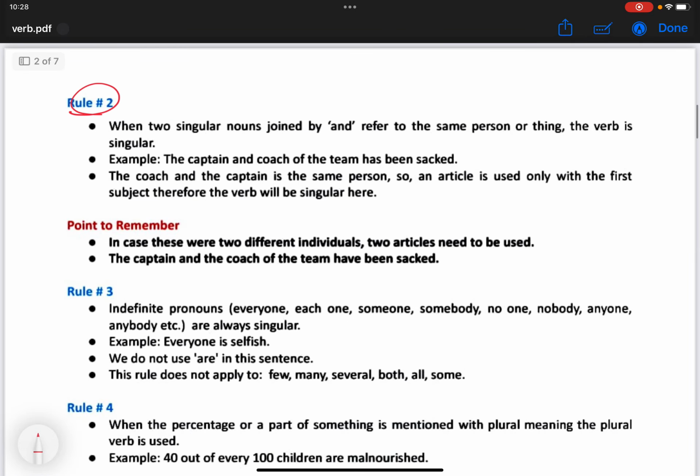Rule number 2, when two singular nouns joined by and refer to the same person or thing, the verb is singular. Example, the captain and coach of the team has been sacked. The coach and the captain is the same person. So, an article is used only with the first subject. Therefore, the verb will be singular here.